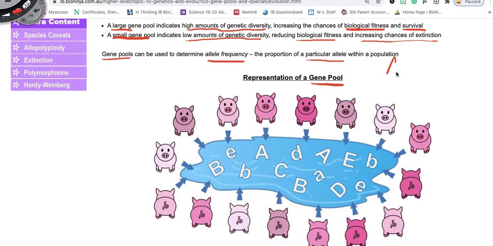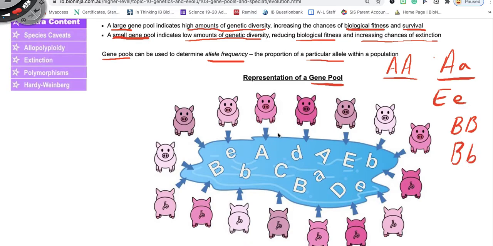You can have different genes, and for example, it could be a gene like this, or it could be a gene like this. Or you can have different genes that represent different traits or characteristics, like this, or even like this, right? Or like this. All these are the different alleles that make up these gene pools.